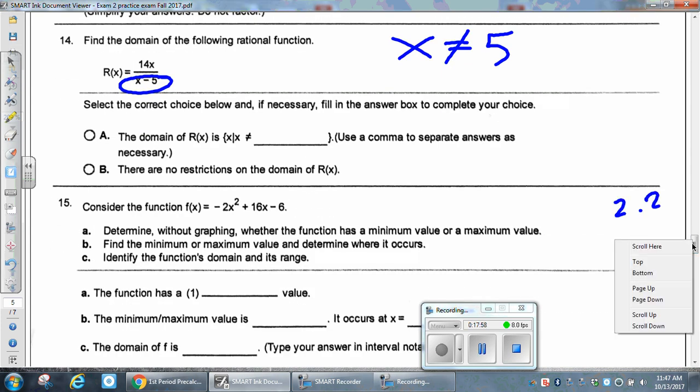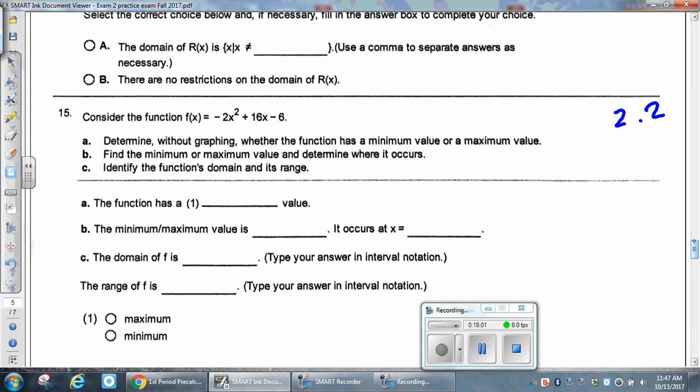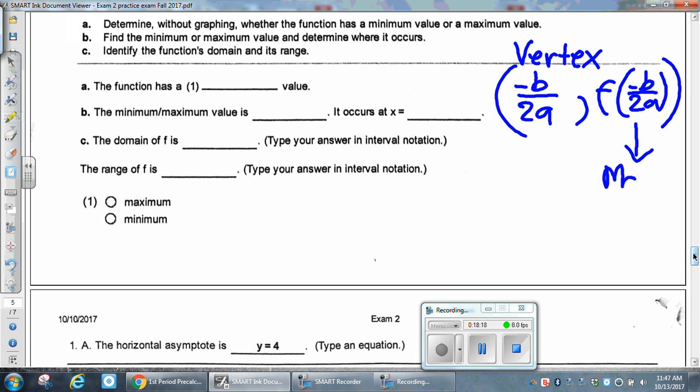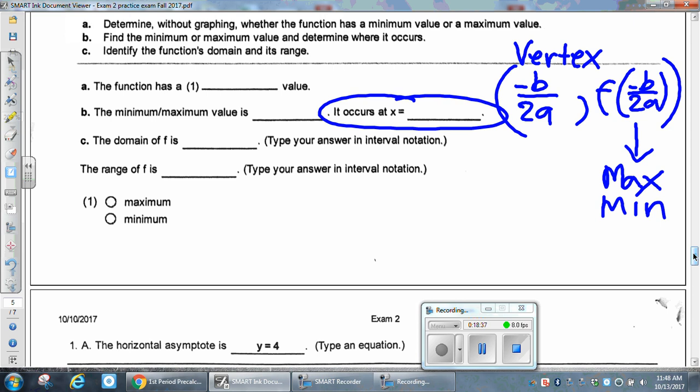And this is all 2.2. Make sure you practice how to find the vertex by using the formula -b/2a. Then whatever you get there, you plug it into the function to find the y value. The y value will give you either the max or the min. It is the y value, not the x value, not the coordinates of the point, the y value only. And where does it occur? That will be the x value of the vertex. Are we clear on that?